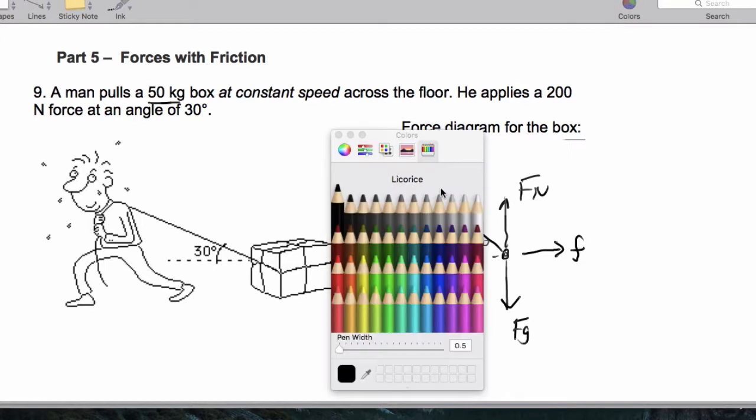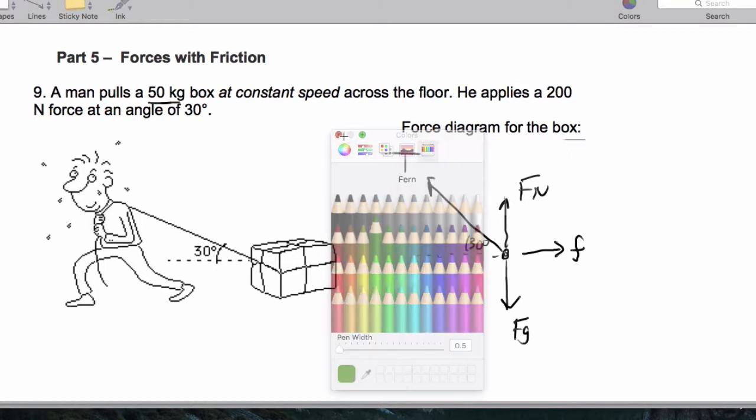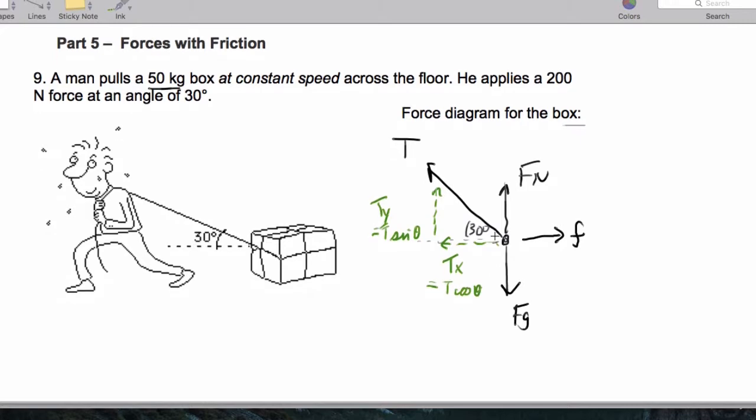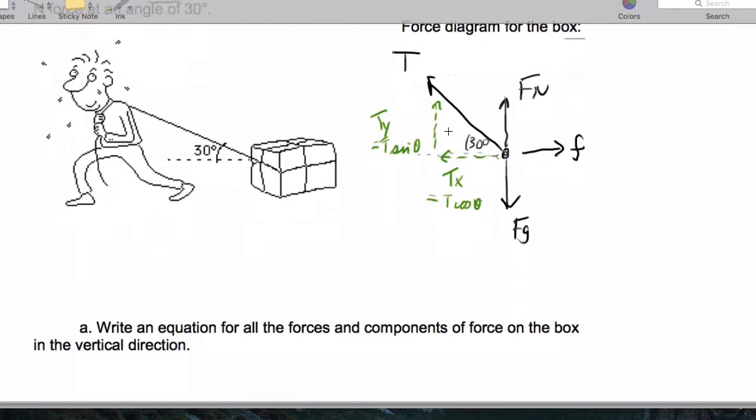Now, in the vertical direction and the horizontal direction, we need to split this into components. So we're going to have a Tx and a Ty. Ty will be T sine theta. Tx will be T cosine theta. And now we are finally ready to set up some equations according to what it says.